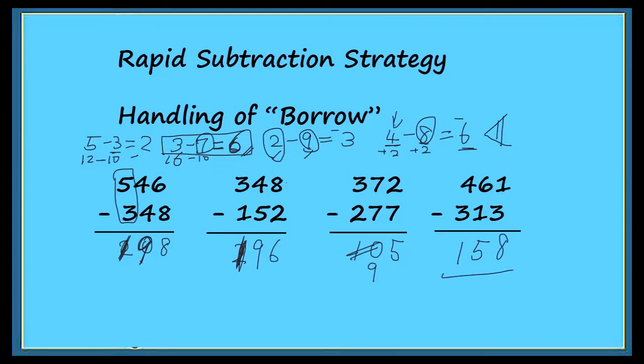Okay, so for example, 1 minus 3 is 8. You can quickly get that, but this is going to be a borrow, so you have to adjust to 4. Okay, so that's how it works.